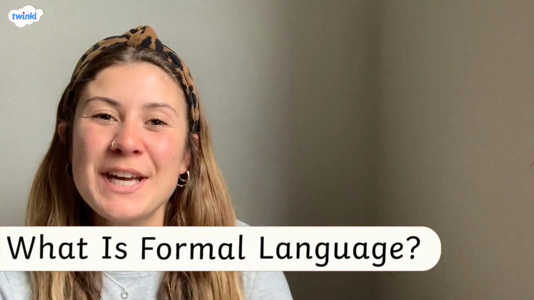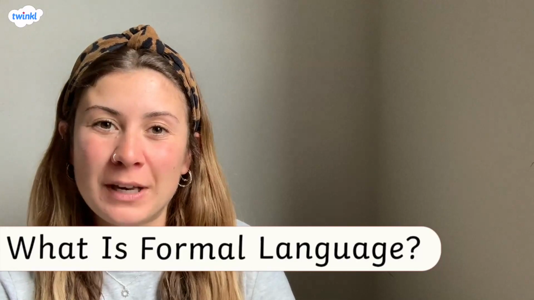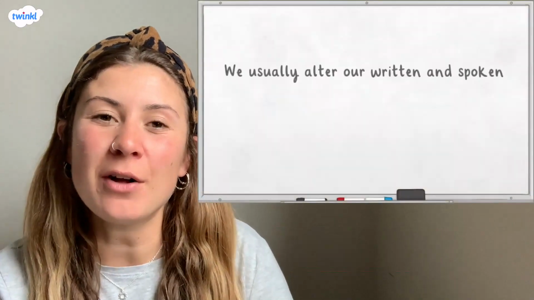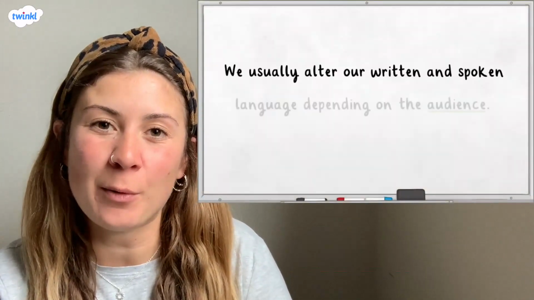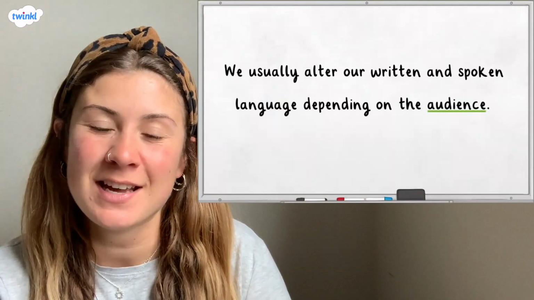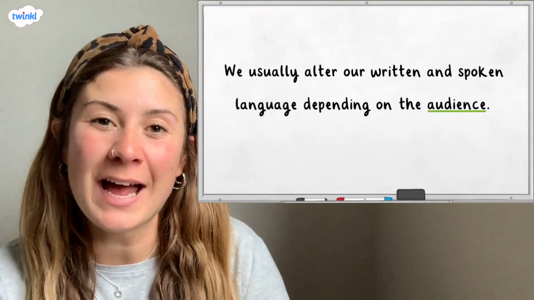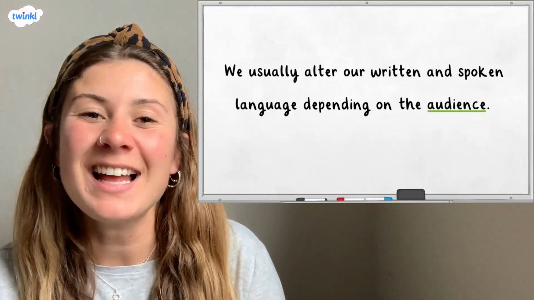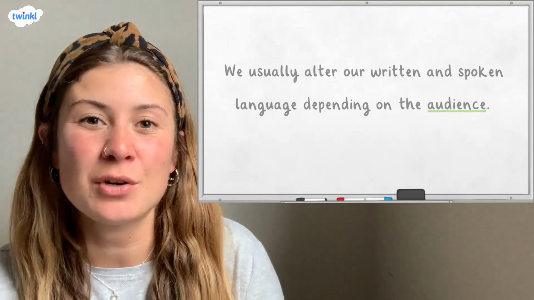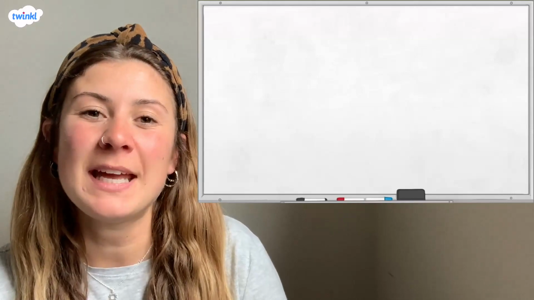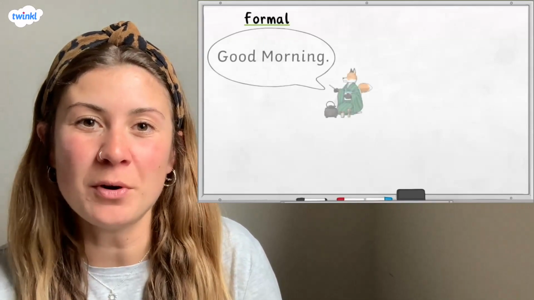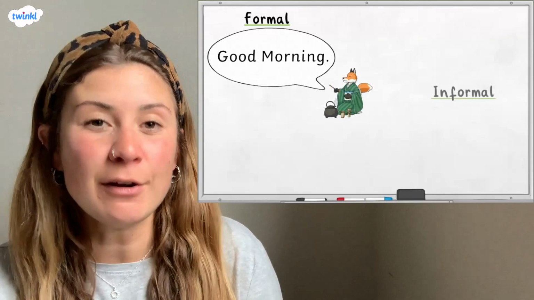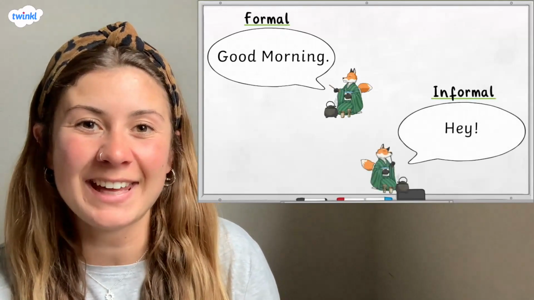Hi, in this video we're going to be looking at formal language. We usually alter our written and spoken language depending on the audience. For example, you'd speak to your head teacher in a more formal way than you speak to your friends. Let's look at how you could alter your language to greet somebody. If you were speaking in a formal way, you'd say good morning. If you were speaking in an informal way, you could say hey.